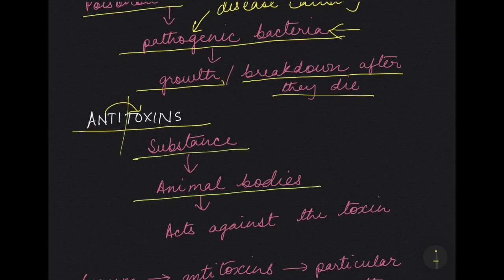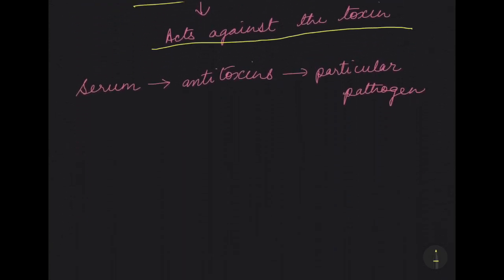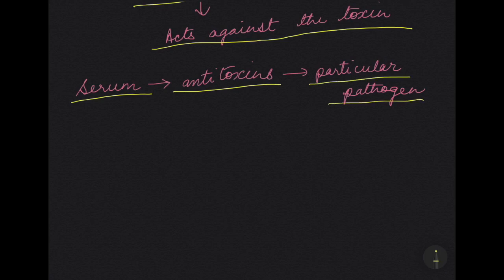In the bodies of animals, which reacts with the toxin, that is, it acts against the toxin produced by the germs, disease causing germs. Now, moving on to serum. Remember, serum, that is the liquid part of blood, contains antitoxins of a particular pathogen, one bacteria. And serums, where are they used? They are used as a prevention against bacterial invasion.